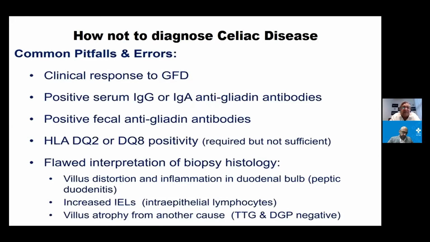Fecal anti-gliadin antibodies are not indicated. The mere presence of DQ2 or DQ8 is not indicative of celiac disease. It is required but not essential, and flawed interpretation of biopsy histology can also give you a wrong diagnosis.